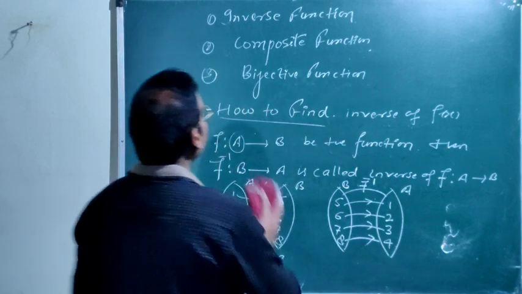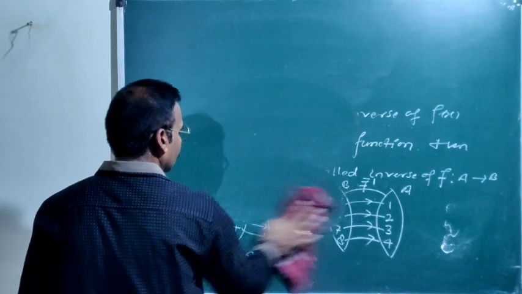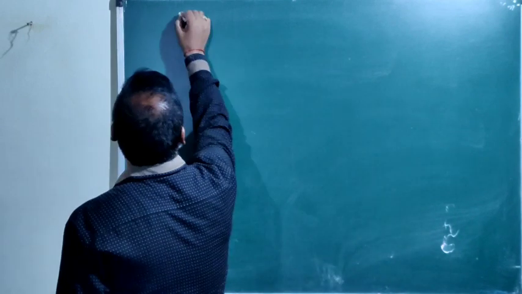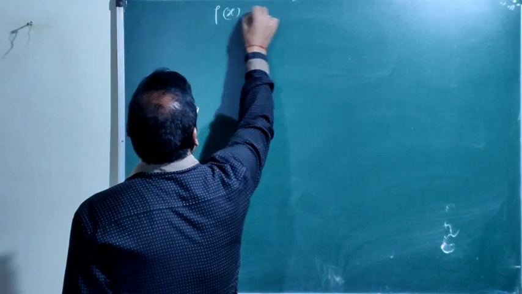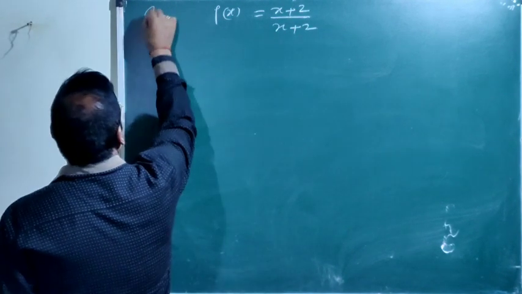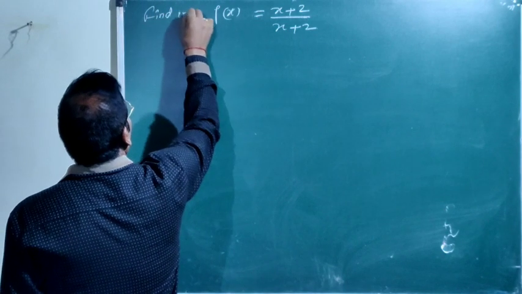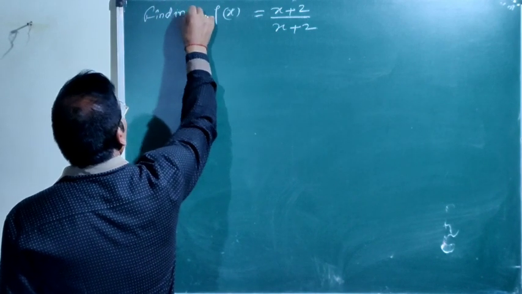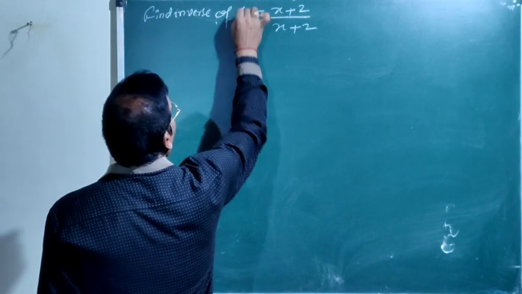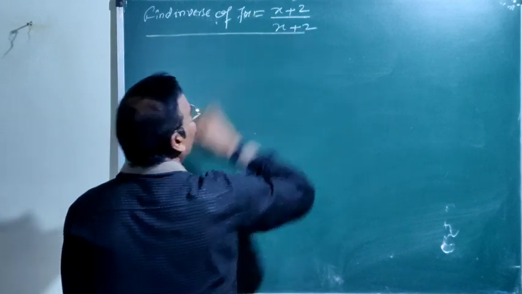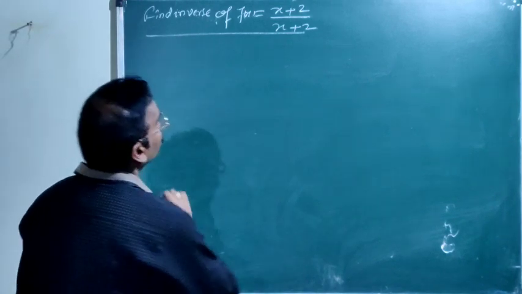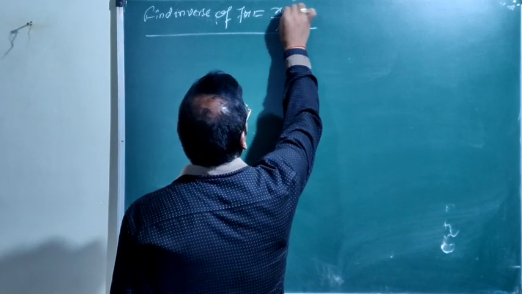So if you are given f(x) equals x minus 2 upon x plus 2, you have to find the inverse of f(x). The function given is f(x) equals x minus 2 upon x plus 2.